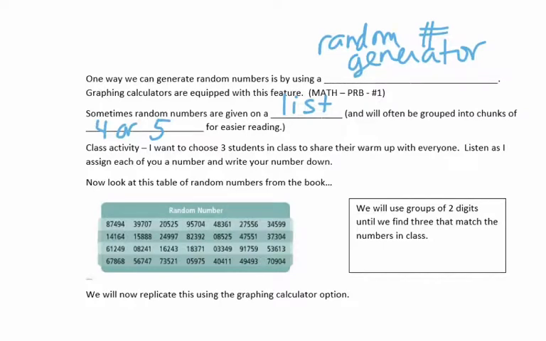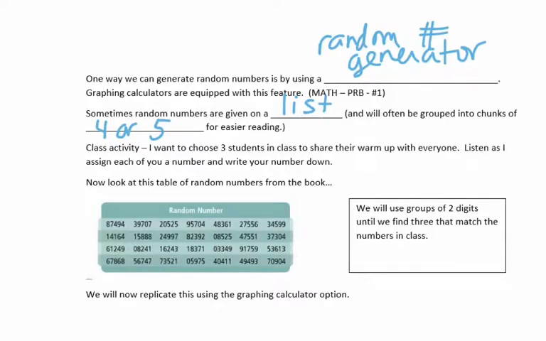Not that people memorize phone numbers anymore, but there's a class activity here. What I am going to do though is just show you how it works. So we might do this activity in class. Suppose I want to choose 3 students in class to share their warm up with everyone. So we do some kind of warm up in class, and you're going to come up to the board and display your warm up for the class. So listen as I assign each of you a number. Usually when I do that, I do it alphabetically. And you would write your number down.